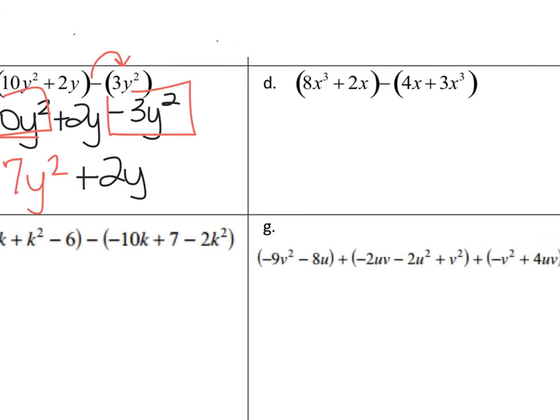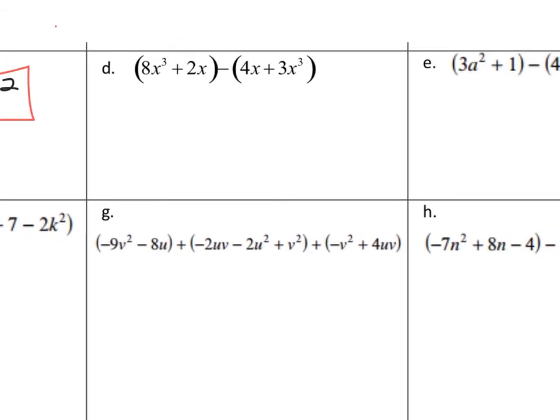Let's take a look at letter D. We have two terms in the second set of parentheses in that expression. So we are going to take that negative, that minus, and distribute it out to the 4x and to the 3x cubed. Again, that first term or expression is going to stay the same. And this is going to give us a negative 4x, and negative times positive 3x cubed is negative 3x cubed.